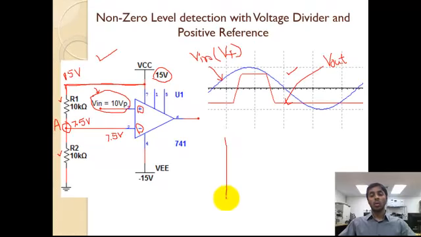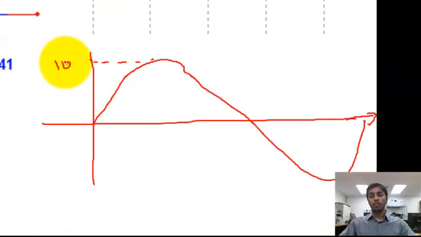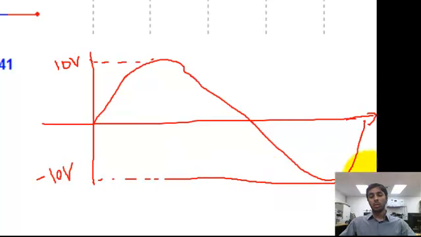Let's take a closer look at the input and output signals. This is my input signal, a sinusoidal waveform. The peak of the signal is 10 volts, and obviously the negative peak is negative 10 volts. That's the positive peak and this is the negative peak.